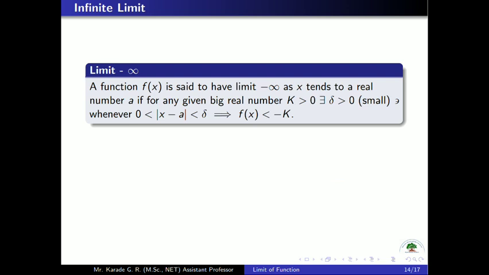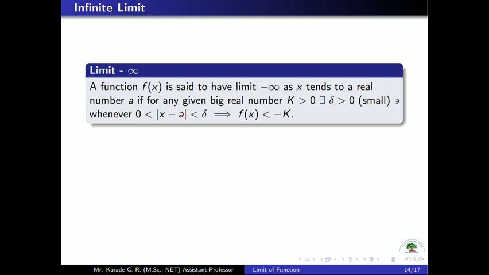A function f of x is said to have limit minus infinity as x tends to a real number a, if for any given big real number k greater than 0, there exists a delta greater than 0, delta is small, such that whenever the distance between x and a is small, this implies that f of x is less than minus k.